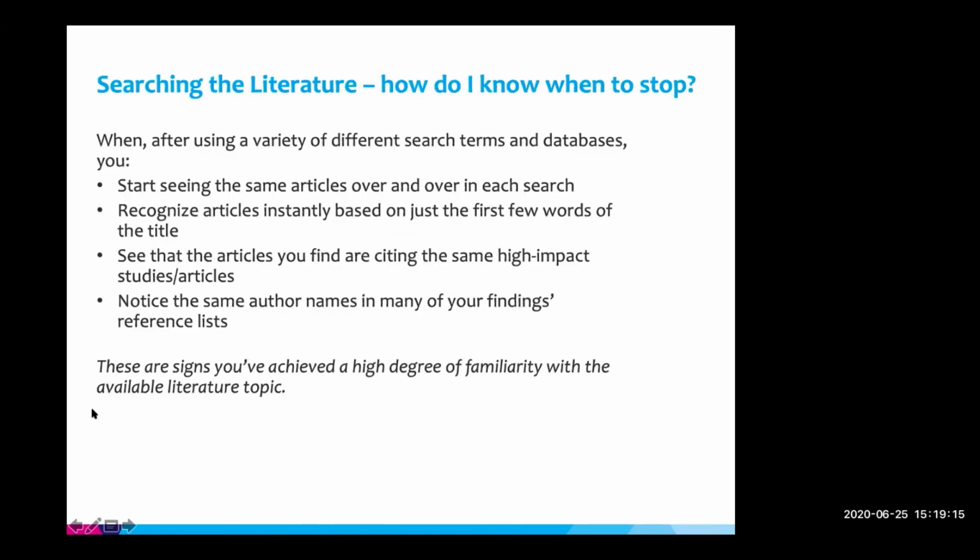So a big question we get is, how do I know when to stop? My party line is what I have here, which is you're seeing the same articles over and over. You keep recognizing the titles. Every time you see a highly cited article, it's like, oh, I've seen that one before. You see the same authors. Like I like to say, you feel like you're in a bubble, knocking against the walls.